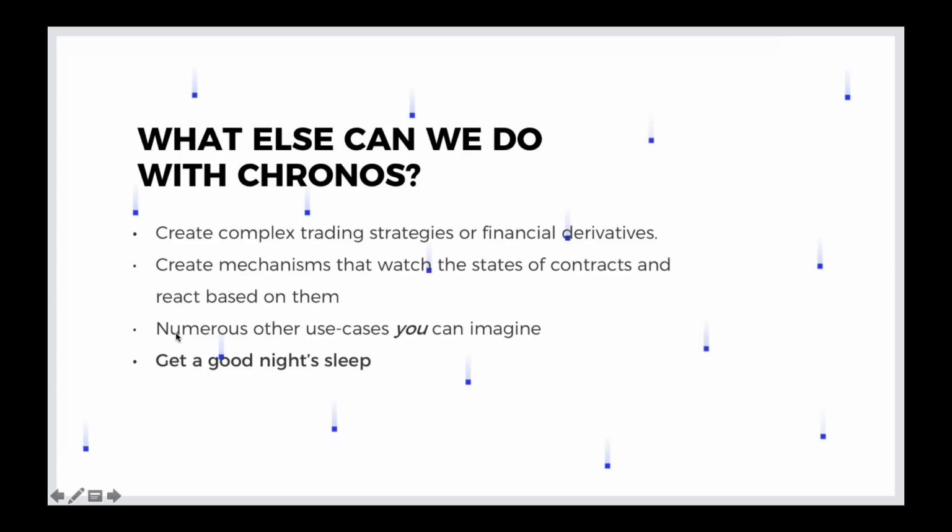And the Chronos protocol is pretty agnostic to the data that it needs. So basically, any Ethereum smart contract, any Ethereum transaction can be scheduled using it. So there are numerous other use cases, and it's whatever you can imagine. And like the alarm clock, one of the main goals is to be autonomous and watching the blockchain so that you don't have to and you can get a good night's sleep.